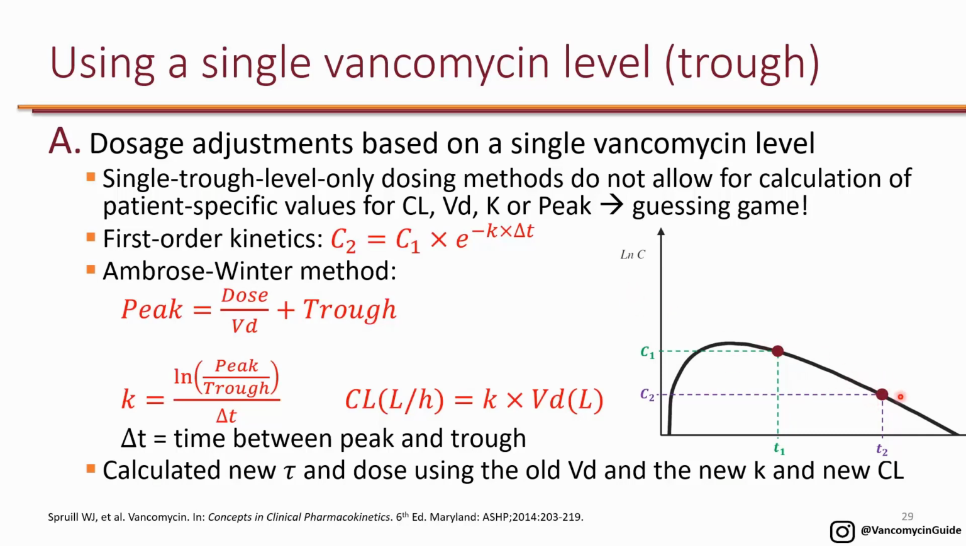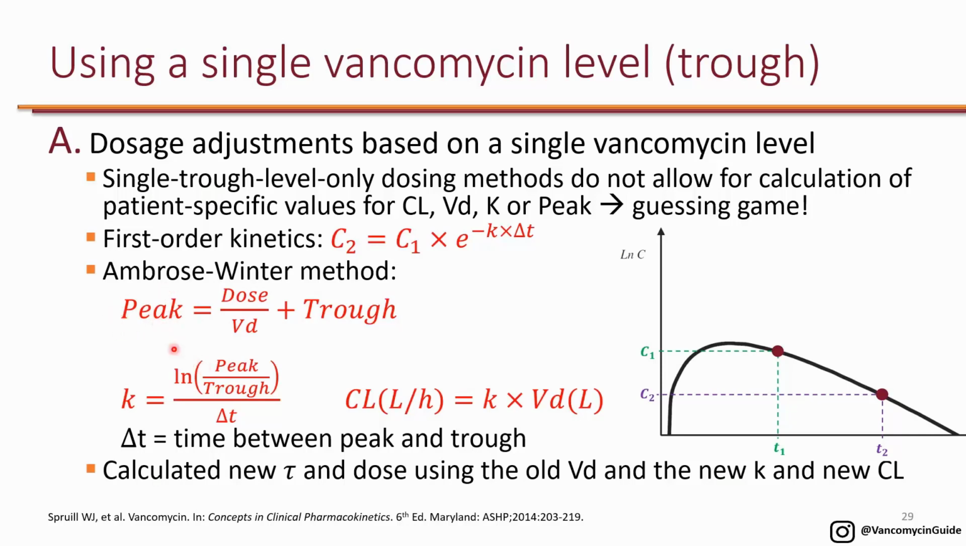Now in this case where you only have a single trough, you have to estimate what that peak would be. So you can use this equation. Depending on the dose that the patient received, use the volume of distribution from population kinetics, and then the trough is the level that you actually measured in the patient. So use the dose that they got and the volume of distribution from population kinetics and the trough that you get to estimate the peak.